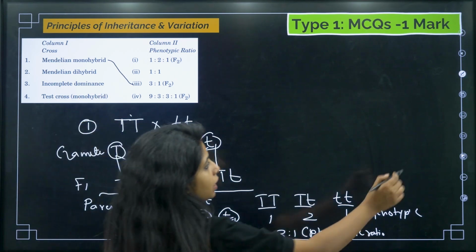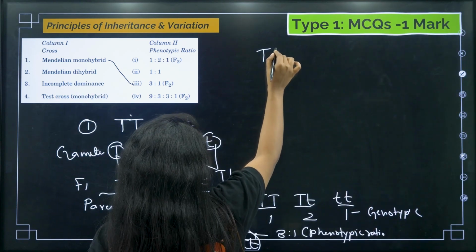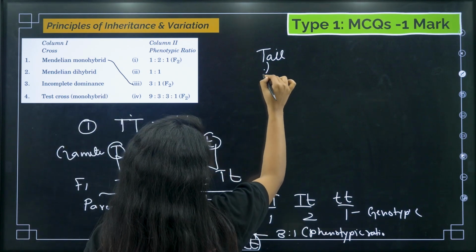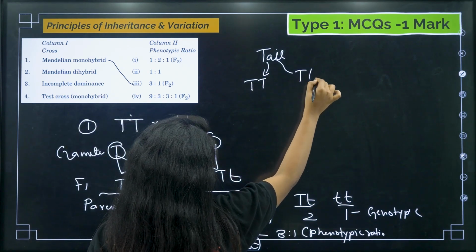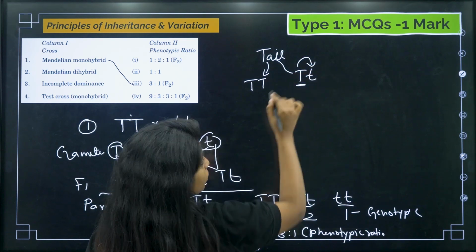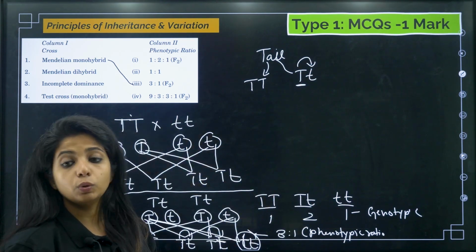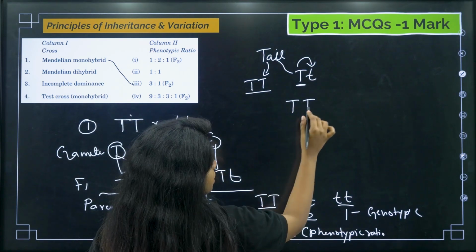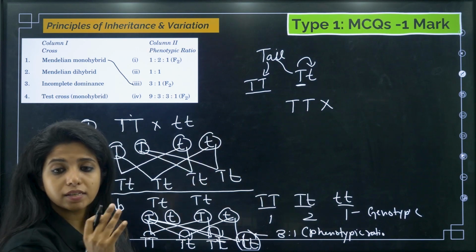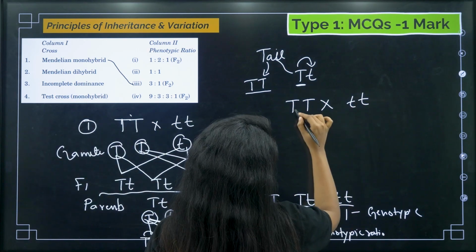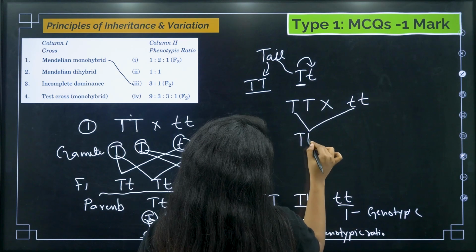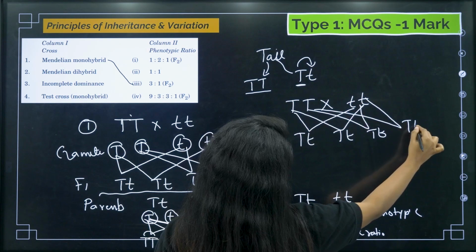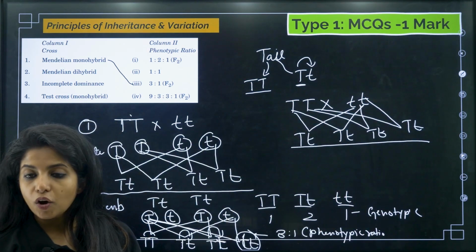Test cross basically means I have a tall parent. I don't know whether it's tall like this or tall like this, because the dominant one will overshadow the recessive one, right? So for that I do a test cross. In a test cross, I take the parent plant and fuse it with a pure recessive parent. Now when I cross them, I get capital T small t, capital T small t, capital T small t, capital T small t. All of them will be tall.